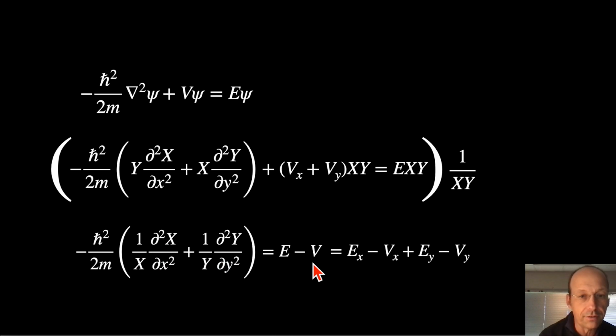It's the only way it can work as a constant. So I'm going to call that constant e. I'm going to break it into ex and ey, so e is ex plus ey. And then I put the v's with them just because if you solve the differential equation a different way, it's useful to put it in there.